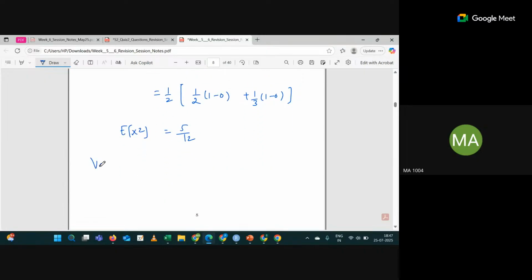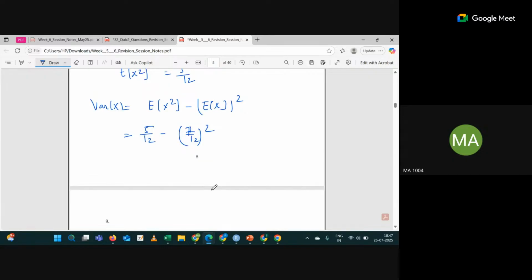What if I say variance of x, how to calculate? Then variance of x will be expected value of x square minus expected value of x whole square. Right? So this is 5 by 12 minus 7 by 12 whole square. So whatever the value will be, you will get the variance from it. Okay, is the idea clear here? Yes, sir.